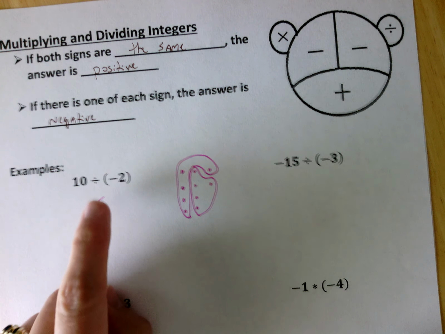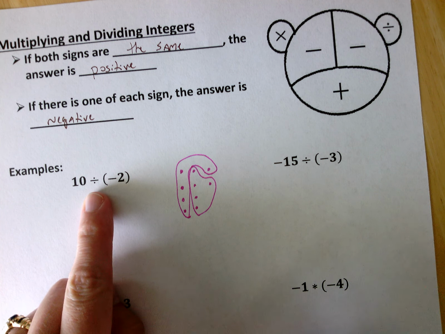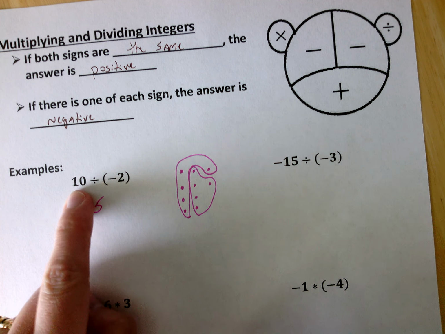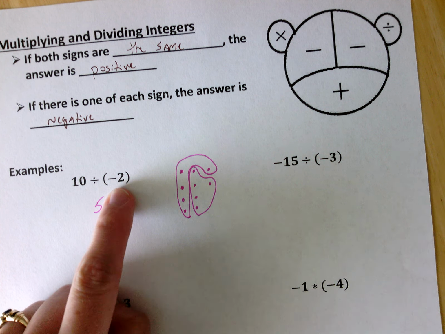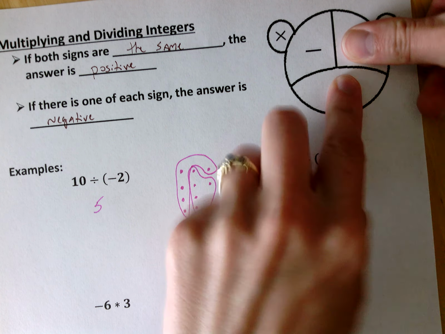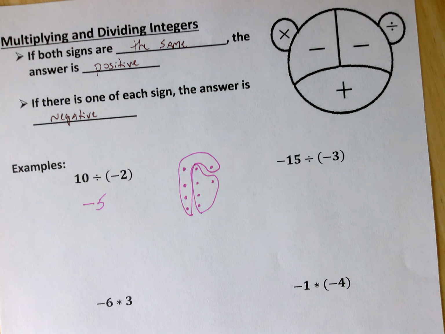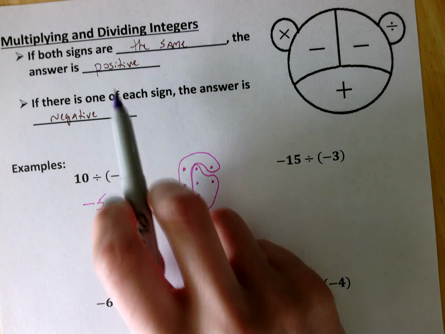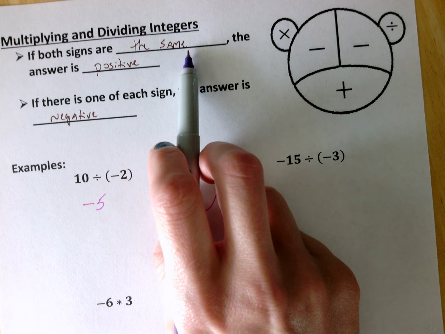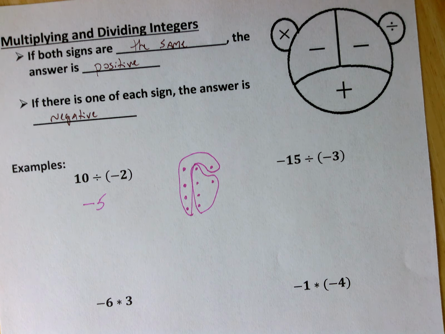And then I'm going to take this and I'm going to use either my rule or my picture. If I'm going to use my picture, the first number is positive and the next number is negative. So I've got one positive and one negative. That means that the sign of my answer should be negative. So my answer is negative 5. If you want to use these rules up here, in this case, there is one of each sign. So the answer is negative.